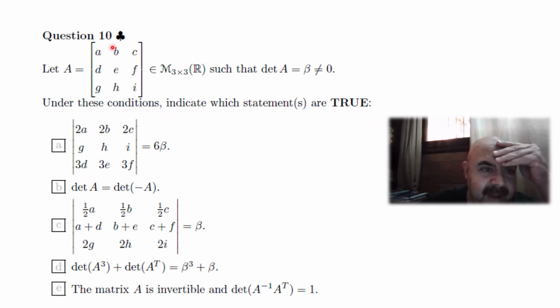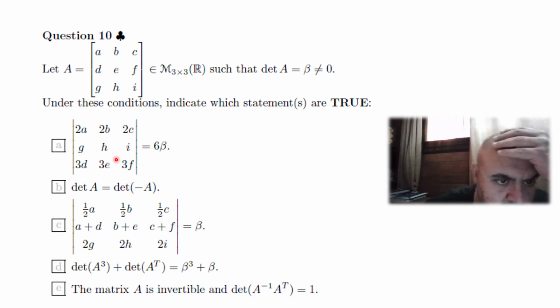And he gave you a matrix with A, B, C, D, and so on, also similar to one of the questions that we saw previously. He is asking you, under these conditions, indicate which statements are true. For this determinant, it's equal to 6 beta.